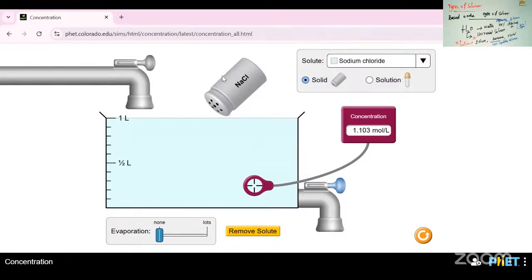So the amount of solute is higher, so the concentration is also higher. When I add some amount of solute, immediately the concentration level also increases. So with the help of this simulation, we learned what concentration is. Concentration means how much amount of solute is mixed in the solvent. So that is the concept of concentration. Okay. So clear?